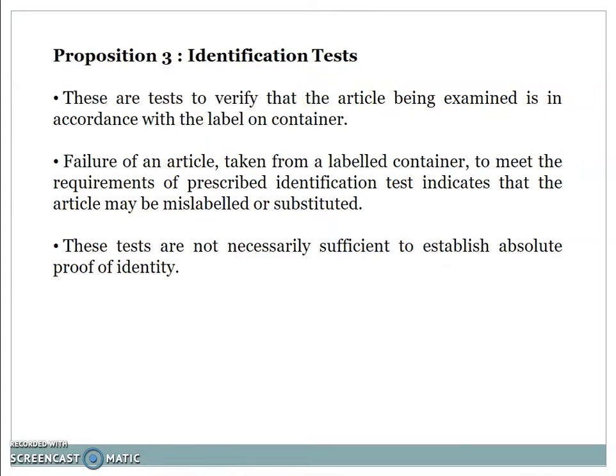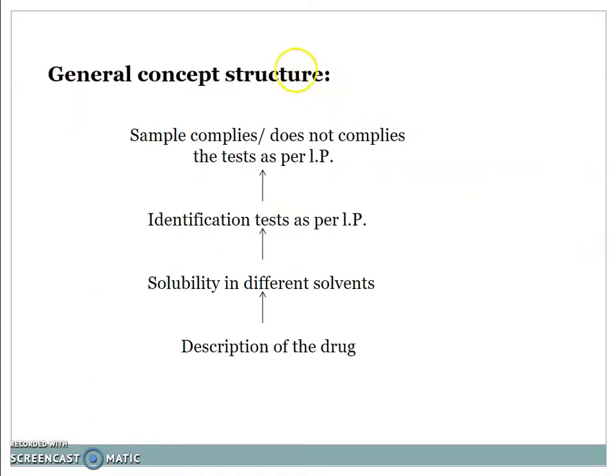Now proposition 3, identification test. These are the tests to verify that the article being examined is in accordance with the label on the container. Failure of an article taken from a labeled container to meet the requirement of the prescribed identification test indicates that the article may be mislabeled or substituted, and that these tests are not necessarily sufficient to establish absolute proof of identity.